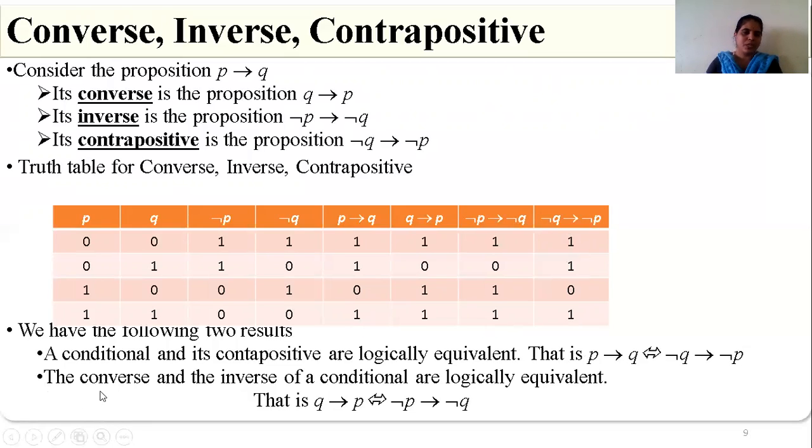One more important result here is that converse and inverse are logically equivalent. Converse means, if we have a conditional P implies Q, the converse of this is Q implies P. Here we can observe the truth values for Q implies P, and next the inverse of this is negation of P implies negation of Q. We can observe all the truth values are the same, so we can say these two are logically equivalent.